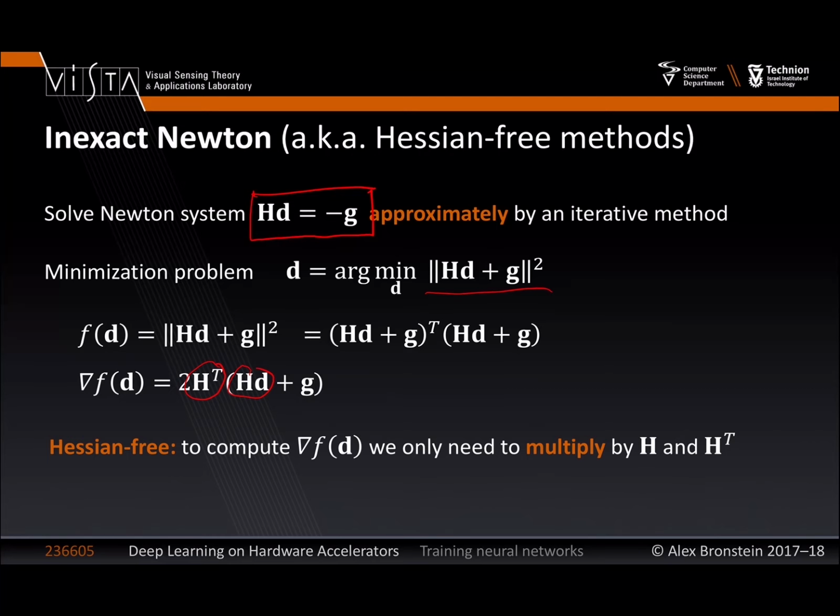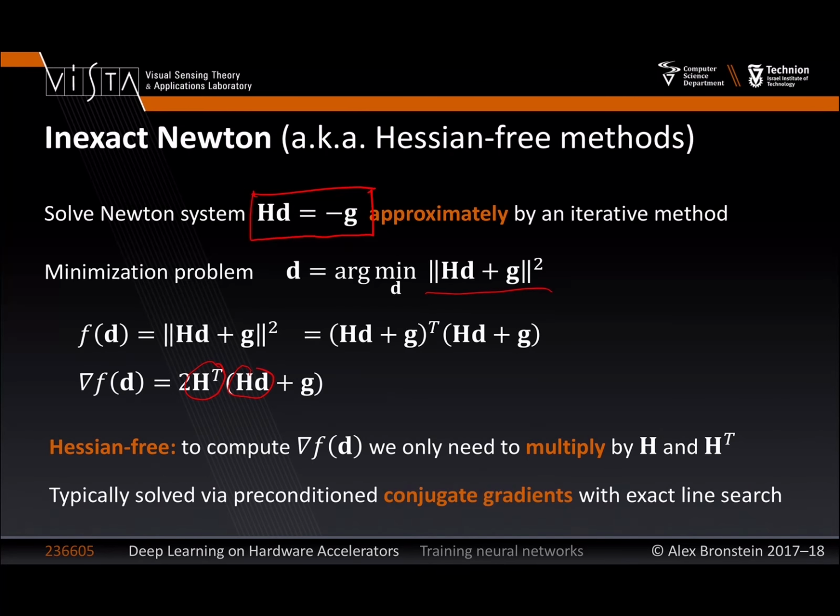And typically this minimization problem is solved by a method called the preconditioned conjugate gradients algorithm, which looks like gradient descent in some transformed coordinate system. Again, this is a very beautiful algorithm. I have no time to describe how it works, but there are existing solvers. They do it very efficiently.